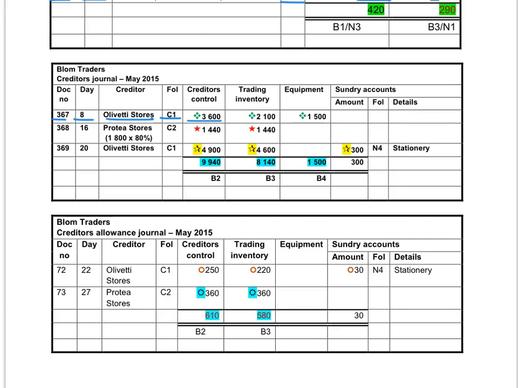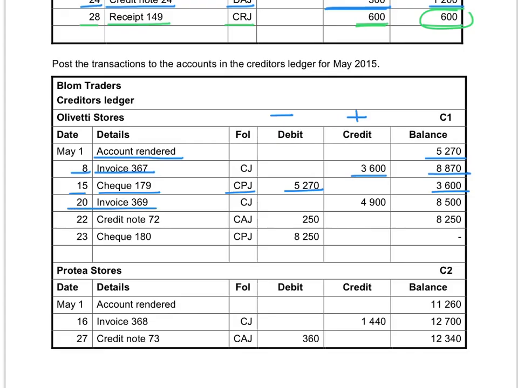According to the creditors journal, goods were purchased on the 20th from Olivetti with invoice 369, 4,900 that will increase the outstanding amount. On the 27th, the credit note was changed to number 72 to reduce their account with 250 Rand. The 20th invoice 369, according to the creditors journal, will increase the account of the creditor with 4,900 plus 3,600 is the outstanding amount 8,500.